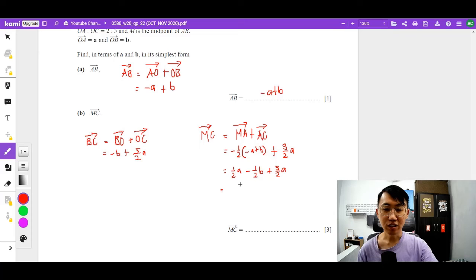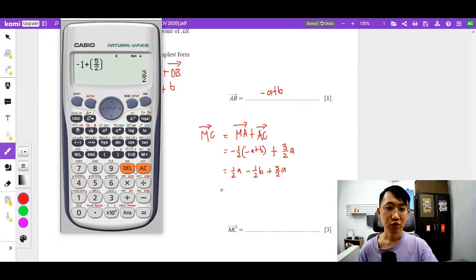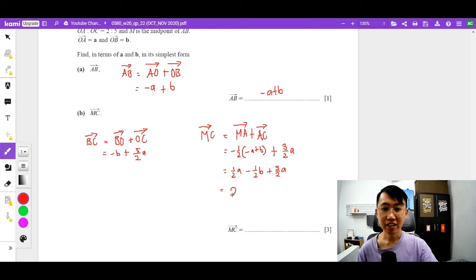Okay, so now use your calculator. Half plus 3 over 2. So 3 over 2 is already on the calculator screen. Plus another half. 1 over 2 or 0.5, up to you. Okay, so you get 2. So the answer, you can simplify. Half A plus 3 over 2A is 2A. This one, nothing to simplify, you copy. So that is how teacher gets the answer: 2A minus half B. Oh, this question is really challenging.